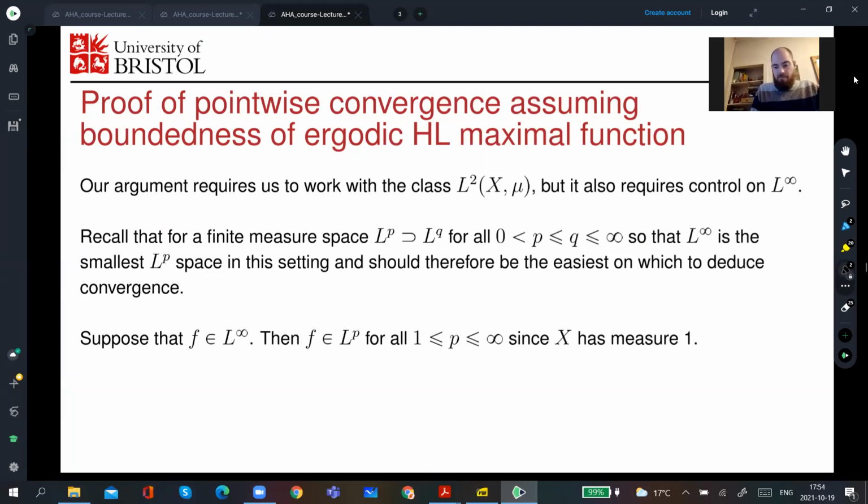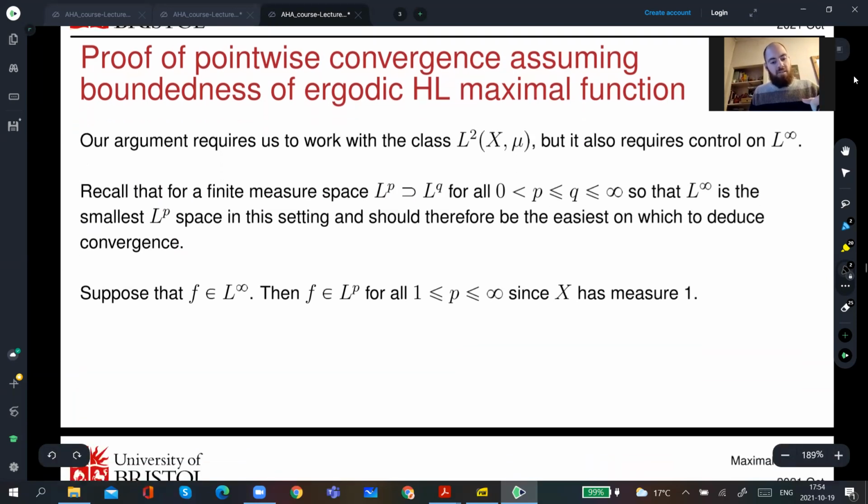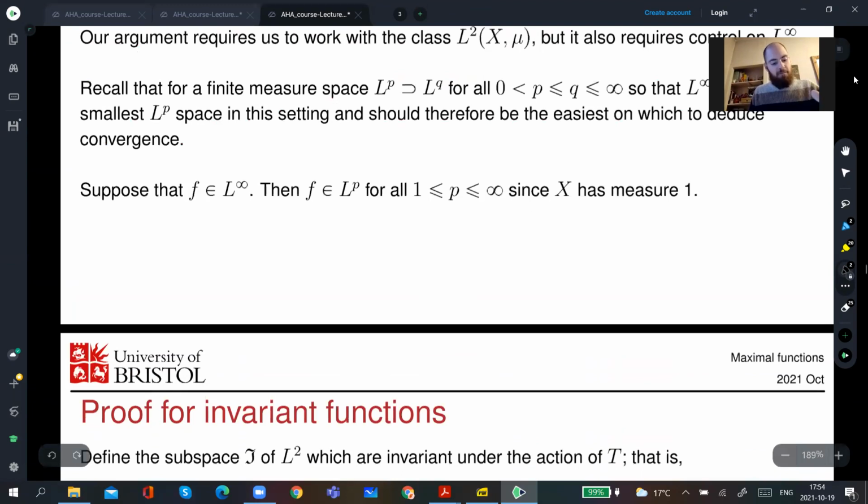Our argument needs to use L infinity on the one hand, but also L2 on the other hand, as we'll see. It's an interesting juxtaposition of these two things. The whole argument can't be done at the level of L2, but you only need L infinity somewhat weakly, and you can pass to L2 in a nice way.